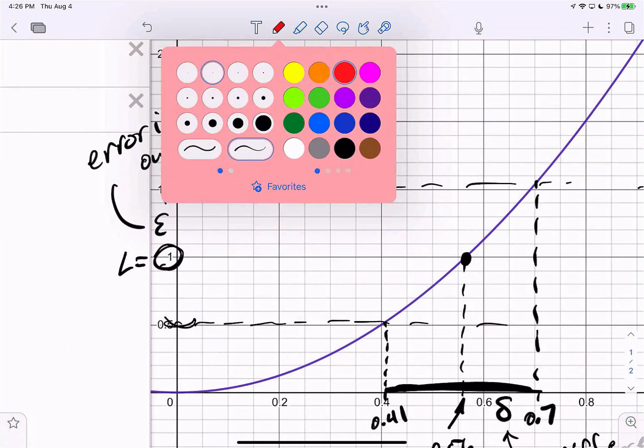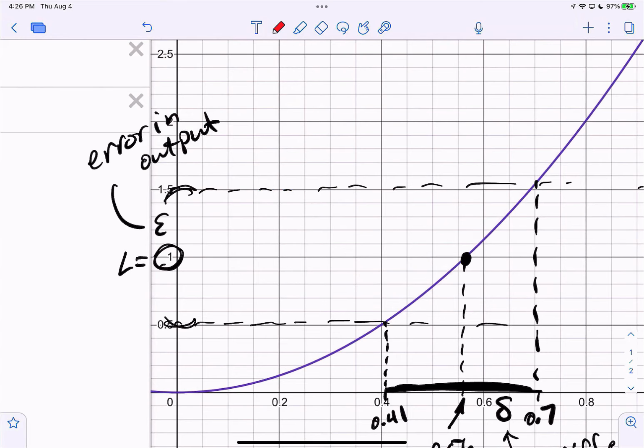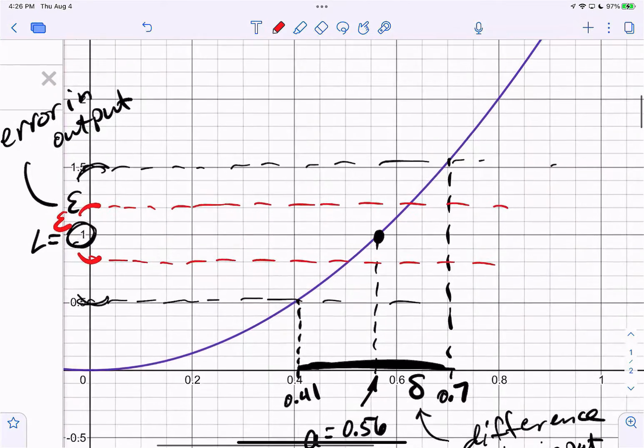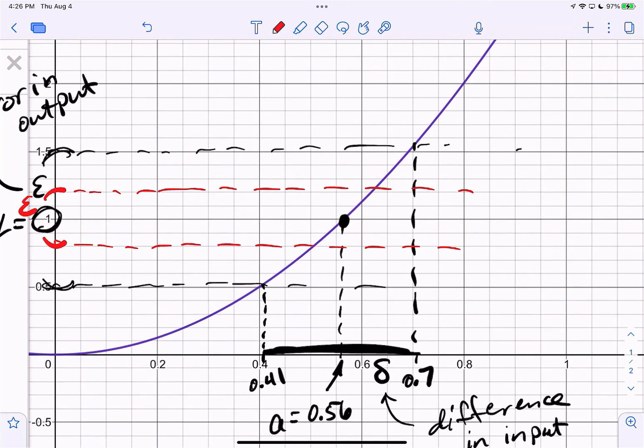Suppose I now say, I want to tighten this up, and I want my error to be no more than 2/10. So I now have this new epsilon. So now I want to contain the function between these red bands. What I can see is that dictates a different interval on the x-axis.